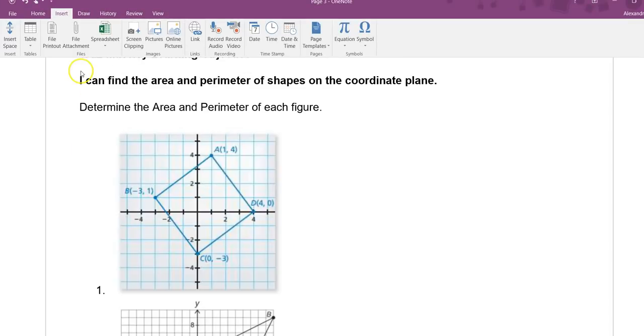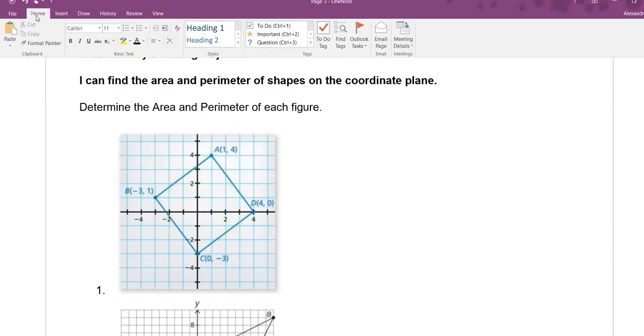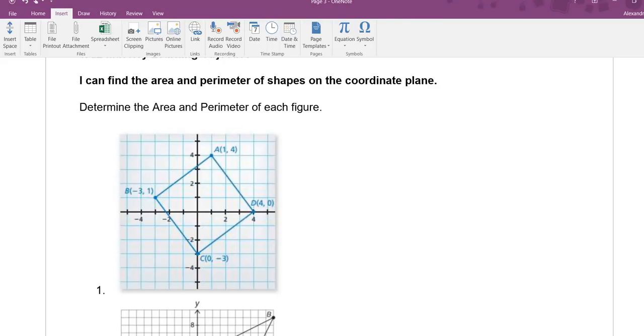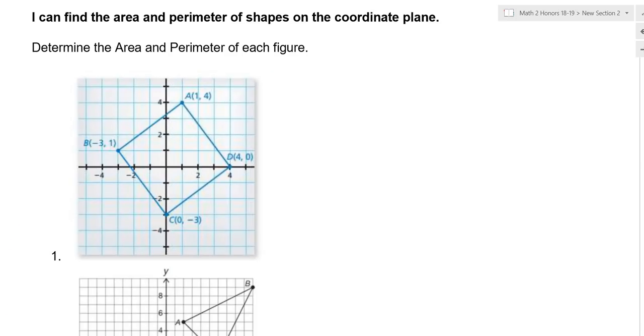We are going to continue what we started working on, or doing notes on, in class today. So we're still finding the area and perimeter. We're just doing some more difficult shapes, I would say. Looking at number 1, it's rotated, flipped all around. So the first thing we want to do is find the area.